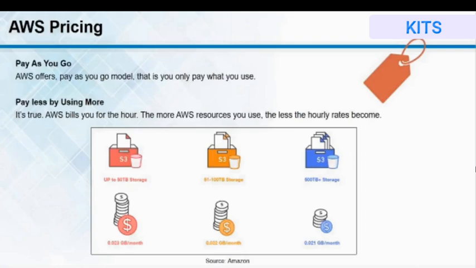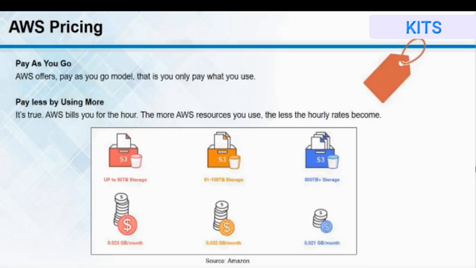If your usage goes beyond 50 TB and lies between 51 to 100 TB of storage, your rate reduces to $0.022 per GB per month. And if you use 500 TB plus of storage on S3, you'll be charged at $0.021 per GB per month. So as you're using more, your prices are dropping down. The rates are becoming less. And this is what pay less by using more means.